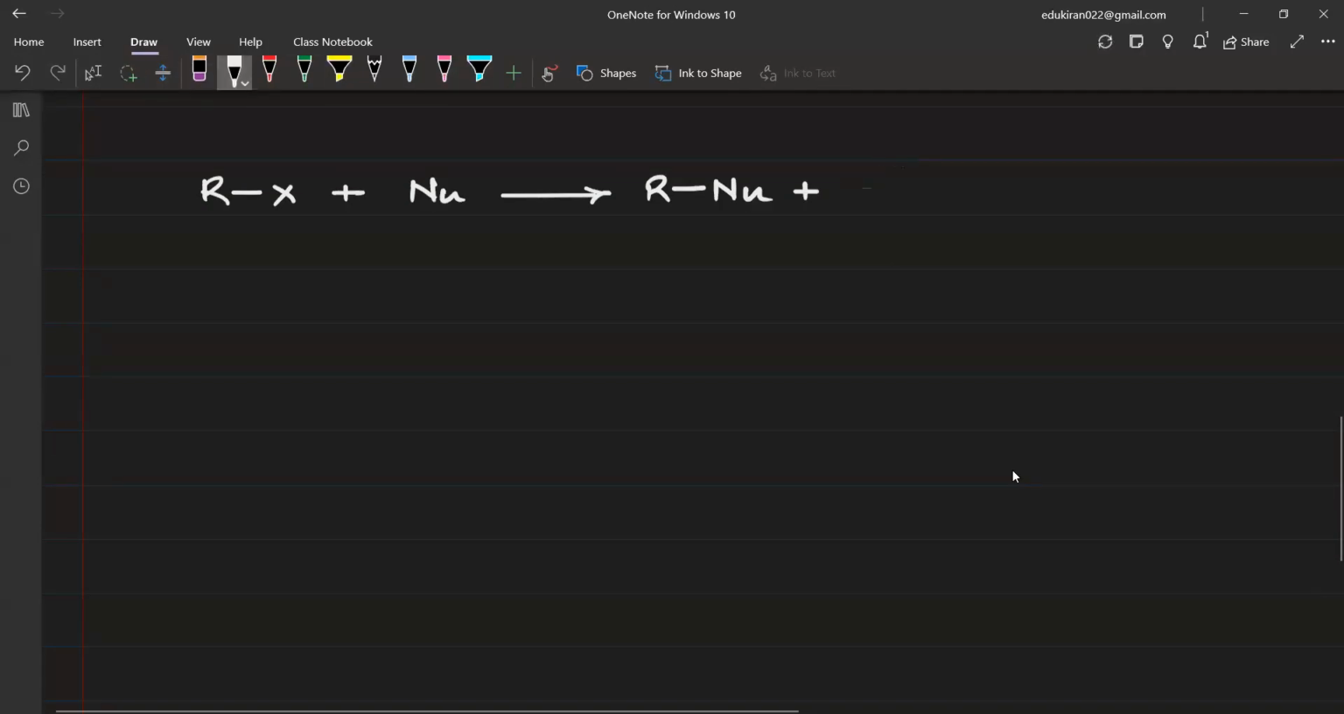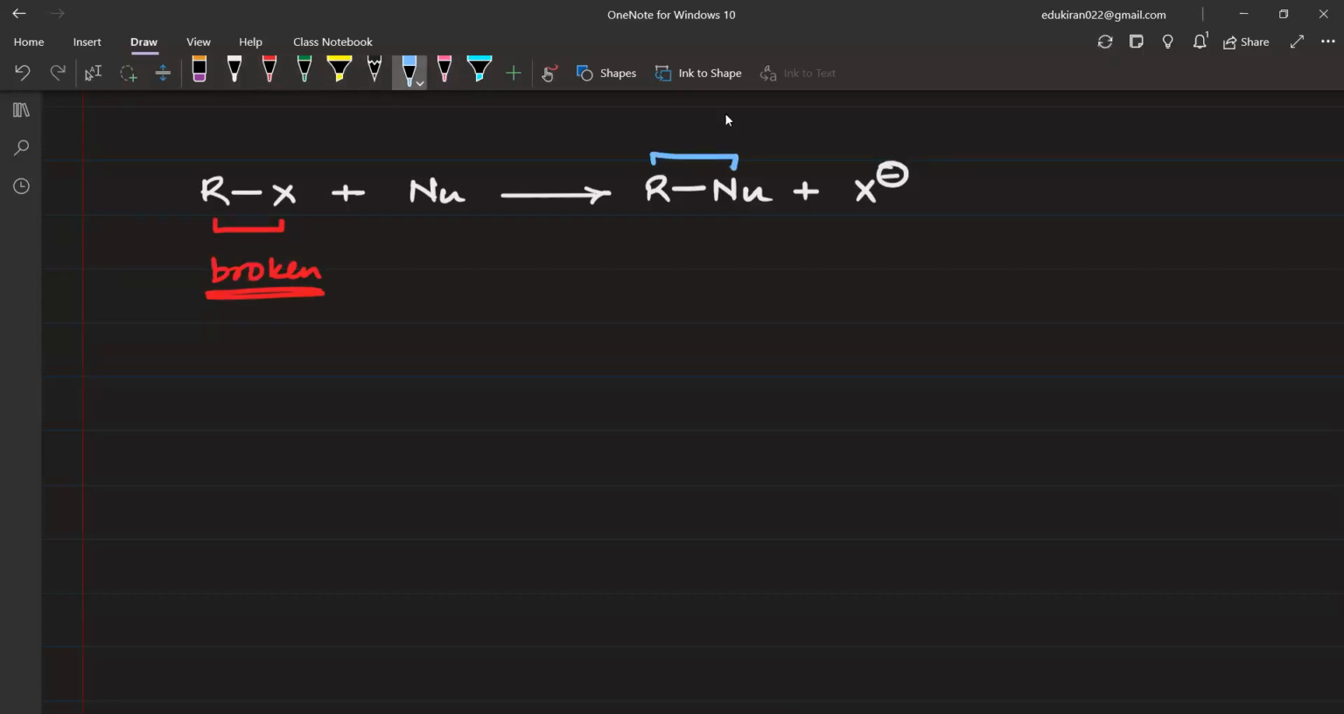But I'm not going to talk very much about the halide ion, but rather I want to know what is happening in this reaction with respect to bond breaking and bond forming. So what I can see here is that the R-X bond is being broken. And this is a new bond, R-Nu, that means R with nucleophile, this is being formed.